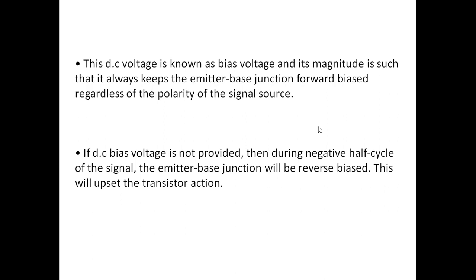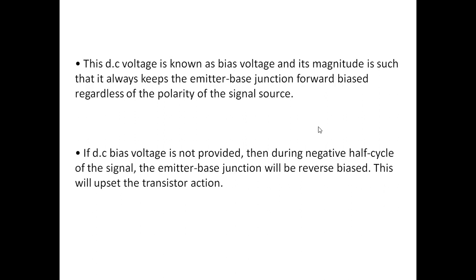So for that, we should apply a DC voltage called VBB. The VBB always provides the forward bias at the input junction. Otherwise, this will upset the transistor action. If the junction undergoes reverse bias during the negative half cycle of the input signal, because VBB was not there, then the transistor will not give any output signal during the negative half cycle. So, this will upset our amplifier circuit.